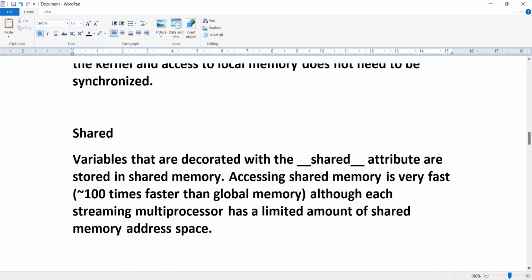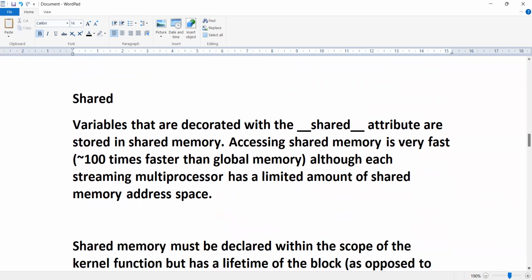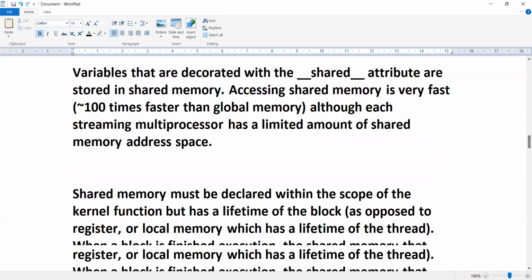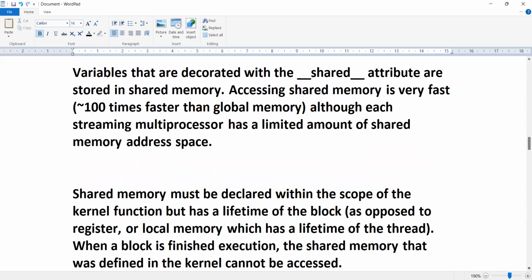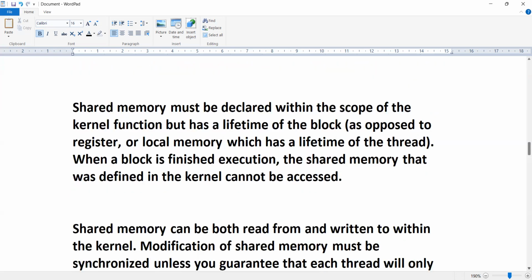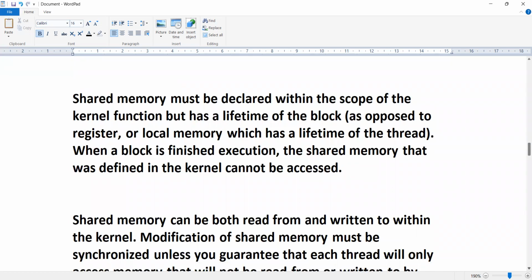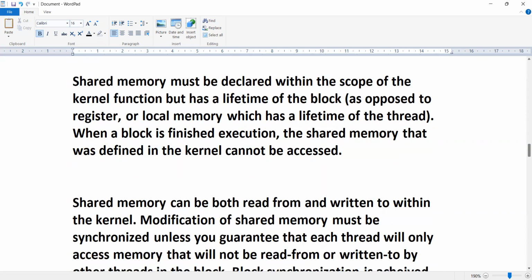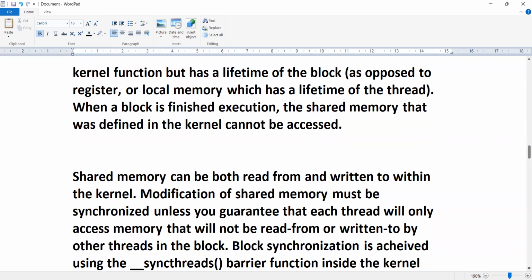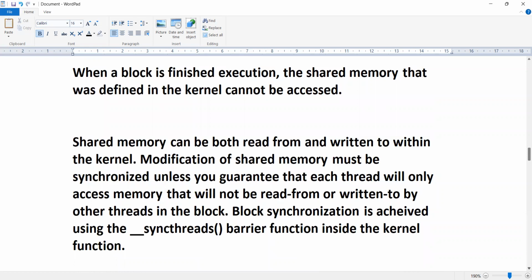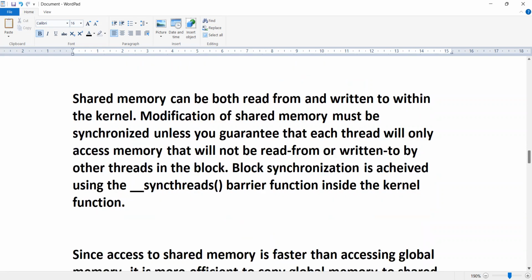Next memory, shared memory. Variables that are decorated with the __shared__ attribute are stored in shared memory. Accessing shared memory is very fast, 100 times faster than global memory. Although each streaming multiprocessor has a limited amount of shared memory address space, shared memory must be declared within the scope of the kernel function, but has a lifetime of the block. When a block is finished executing, the shared memory defined in the kernel cannot be accessed. Shared memory can be both read from and written to within the kernel.